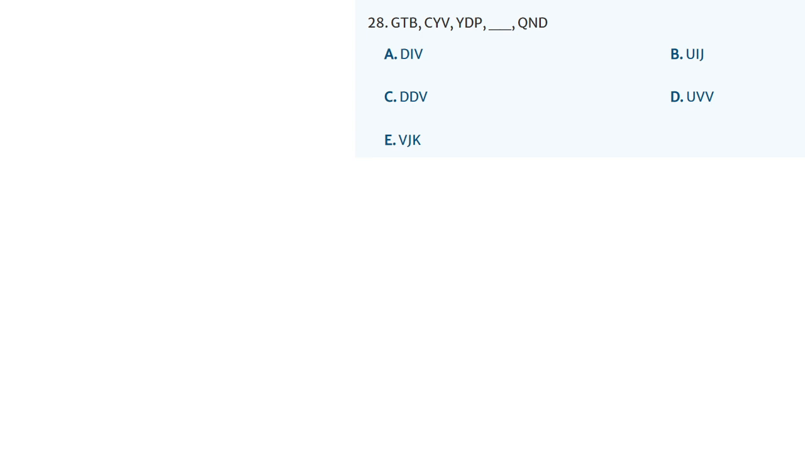Yes, it is Uij according to Riddhi. Let us just see the pattern. Okay, if I see G, C, Y dash Q. So G, the numbering is nothing but 7, 3, 25, and the last Q should be at the place of 17. So here I can see nothing but -4 from 3 to 25. So I can write it like this.